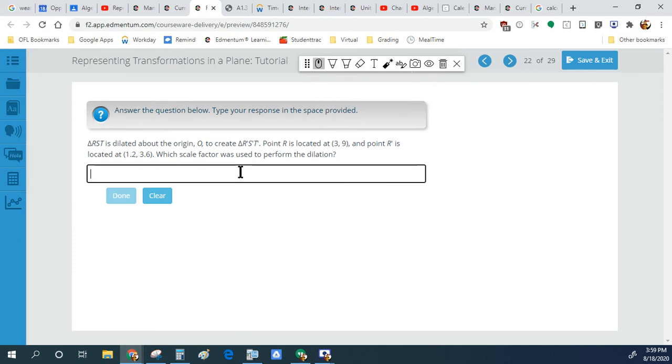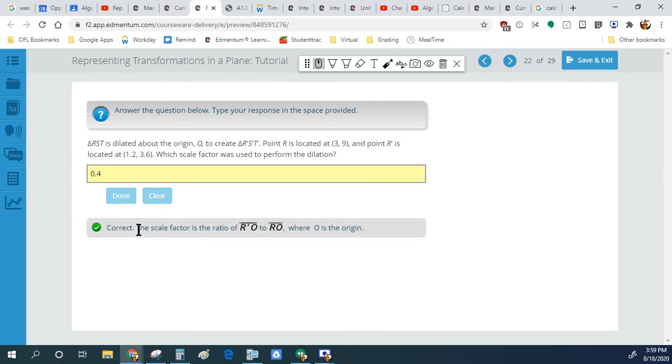What's our scale factor of dilation? And 0.4 is another way of saying a fraction. So that's how come it's getting smaller.